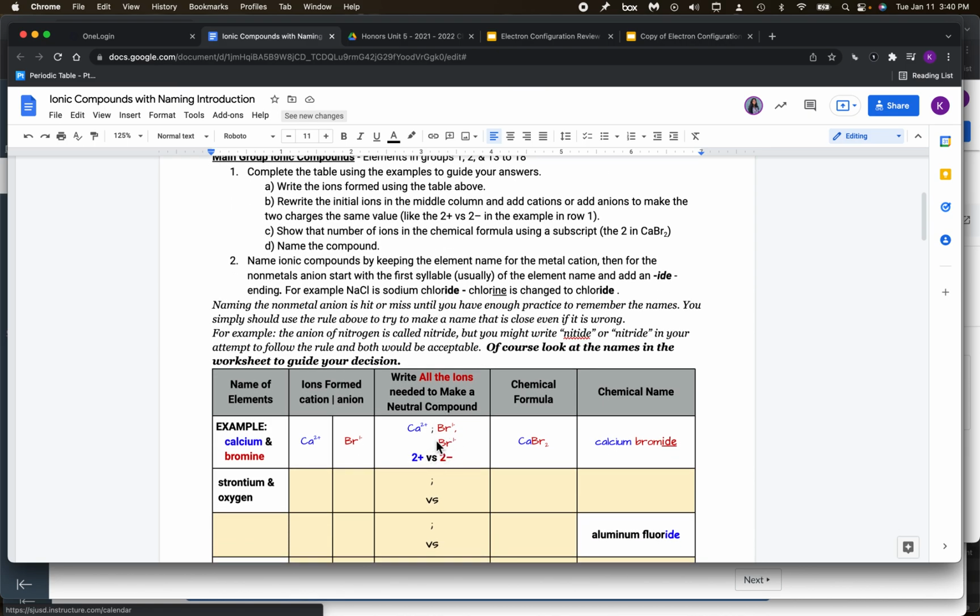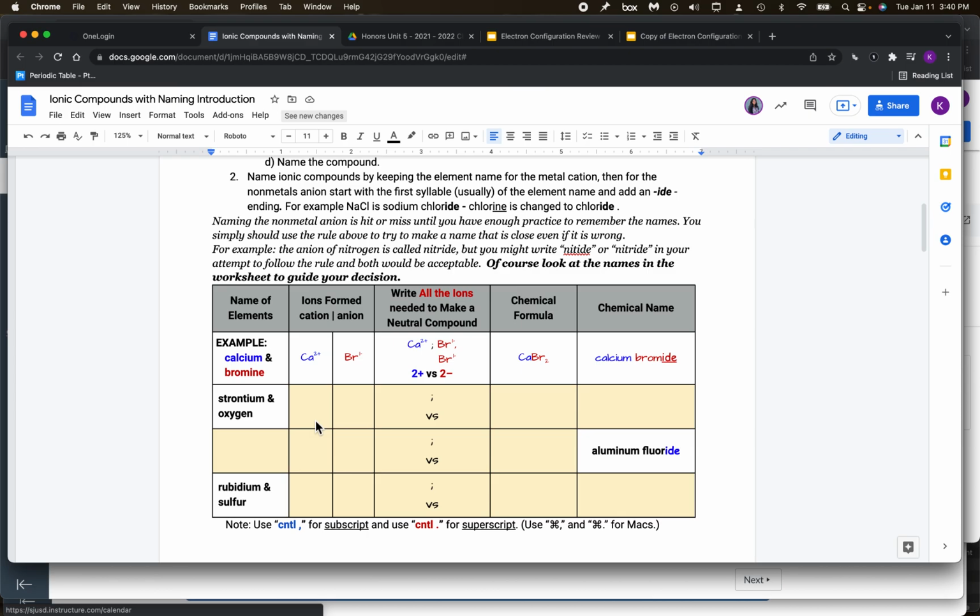So when I started, I only have one Br and one Ca, and I go, oh no, I only have 2 pluses and 1 minus. You add another minus, the charges are now the same. Show the number of ions in the chemical formula. So I have a calcium ion and I have 2 bromine ions, and I have that little 2 subscript to show that I have that. And then finally write the chemical name. And the chemical name is the element name for the metal cation and the anion, which has an IDE at the end, so I write calcium bromide.